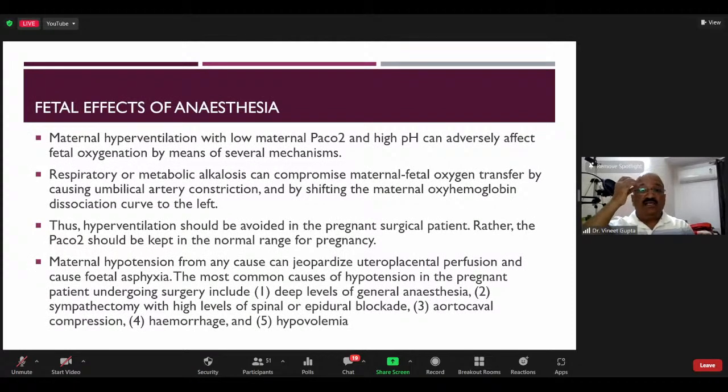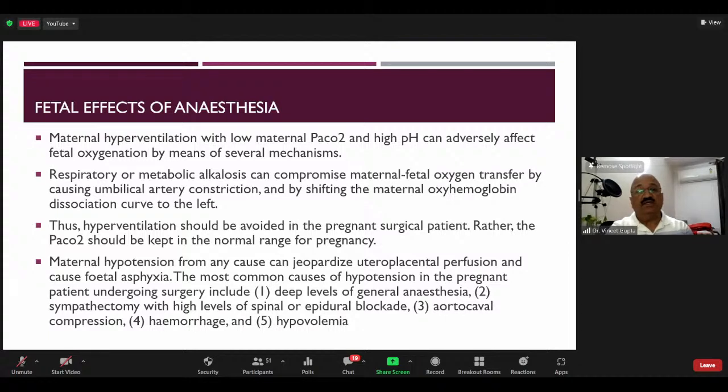Maternal hyperventilation with low maternal PaCO2 and high pH can adversely affect fetal oxygenation by means of several mechanisms. Respiratory or metabolic alkalosis can compromise maternal-fetal oxygen transfer by causing umbilical artery constriction and by shifting the maternal oxygen-hemoglobin dissociation curve to the left. Thus, hyperventilation should be avoided in the pregnant surgical patient; rather PaCO2 should be kept in the normal range for pregnancy.